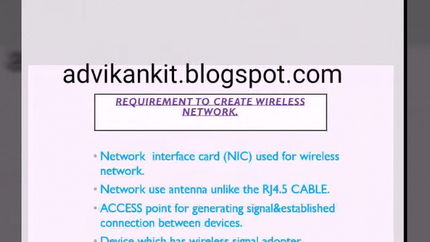Types of wireless networks. Based on the size, wireless networks are divided into 4 categories. Wireless LAN, that is wireless local area network. Wireless MAN, that is wireless metropolitan area network. Wireless WAN, that is wireless wide area network. And wireless PAN, that is wireless personal area network.